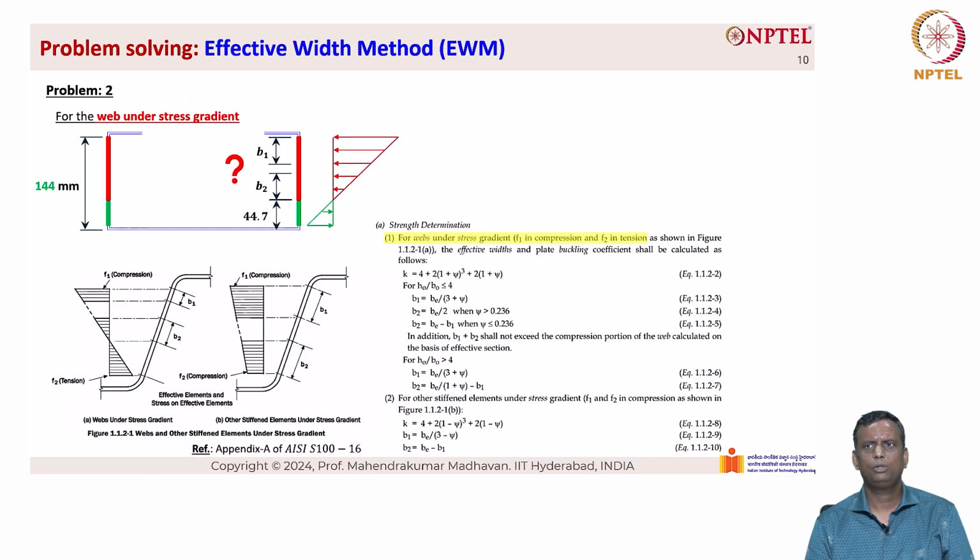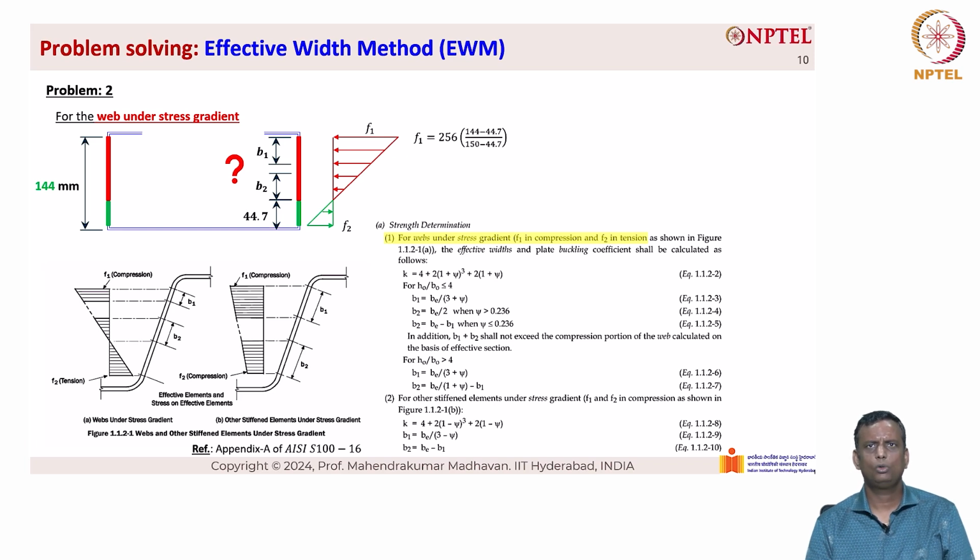Now B1 and B2 can be calculated using the equations that are given on the right hand side here. To do so, we have to find out F1 and F2 because we need to find out psi, because we need to find out K. So let us find out F1 and F2. F1 is the compressive stress that is acting just below the corner radius, and it can be found out from the linear stress distribution.